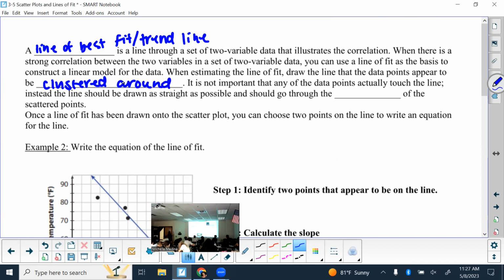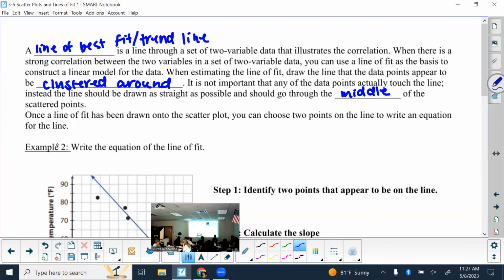It is not important that any of the data points actually touch the line. Instead, the line should be drawn as straight as possible and go through the middle of the scattered points. If it happens to touch a data point, great. Does it have to? It does not have to.